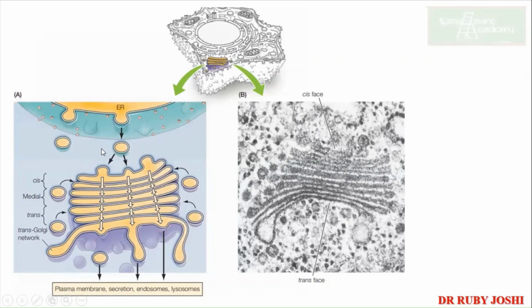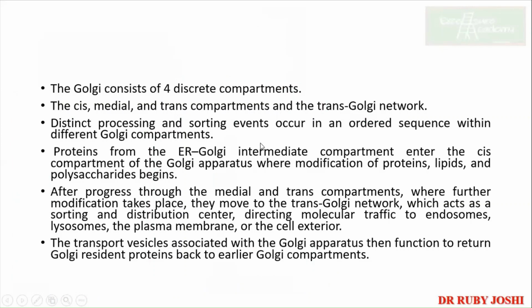Similarly, over here, the cis region is for your ER, the medial, or the intermediate as we say. Then the trans region is the trans-Golgi network, from where most of the vesicles are formed, meant to transport proteins to the plasma membrane, or for secretion, or the vesicle fuses with the endosomes or lysosomes. Again, the Golgi consists of 4 discrete compartments: cis, medial, trans, and the trans-Golgi network.